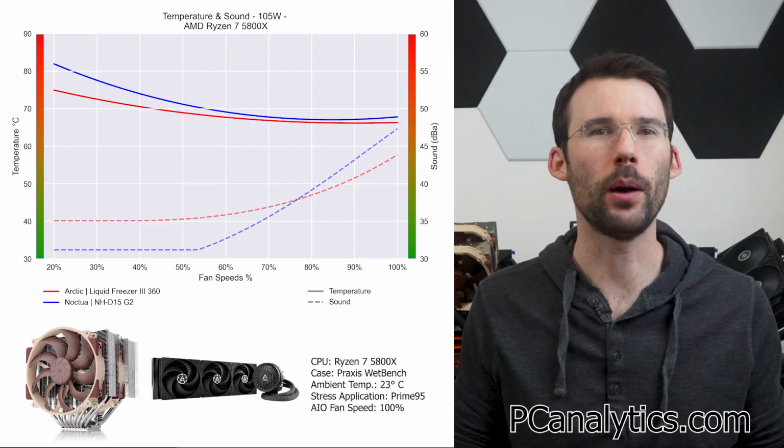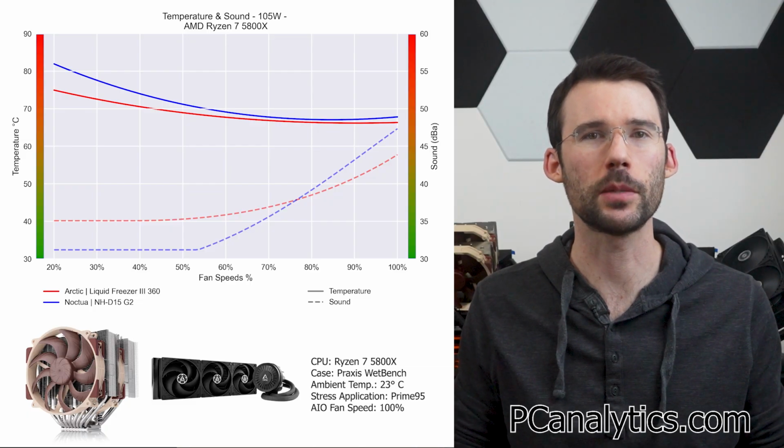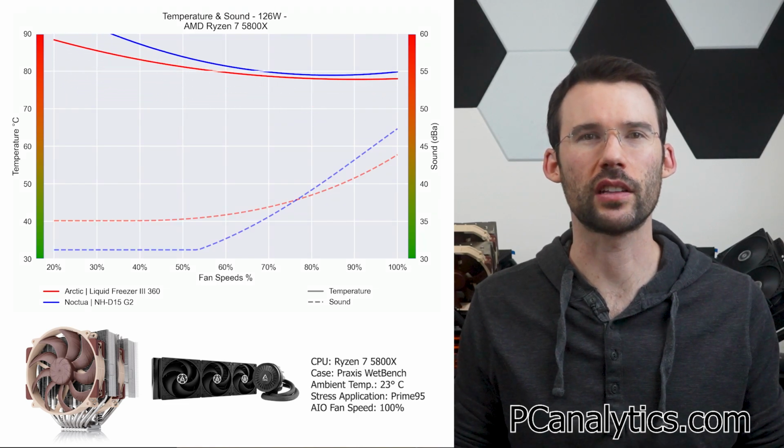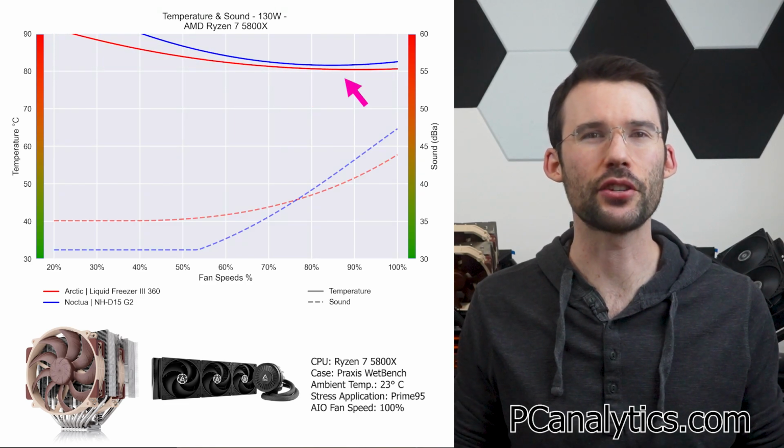It's important to note that the pump on the Liquid Freezer 3 was set at 100% speed, so this can be reduced when high performance isn't required. When we push the CPU to overclock levels of 130 watts, we can see that this trend holds.